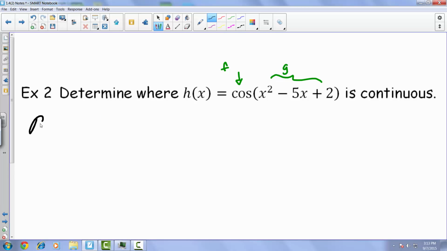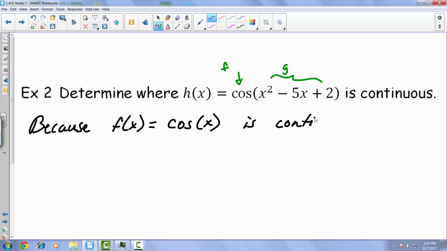Now, that's actually going to help us in determining where the continuity is, because we're going to say f of x is equal to the cosine function, cosine of x, is continuous. We know that from our pre-calc class, that the cosine function is continuous from negative infinity to positive infinity.